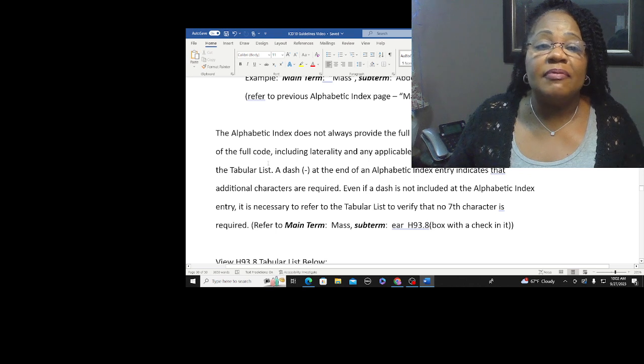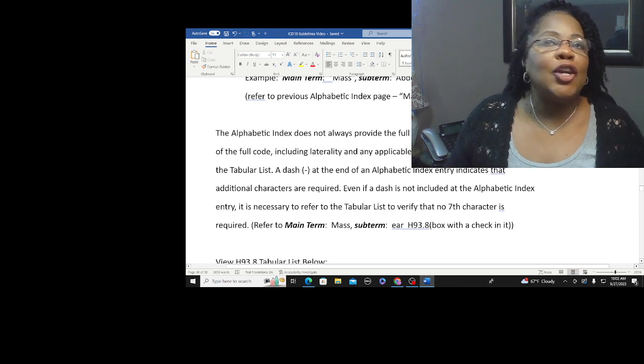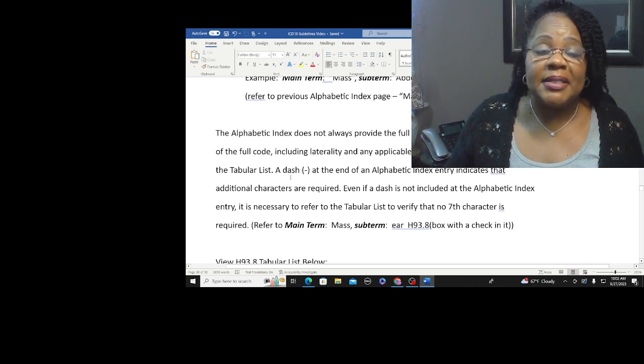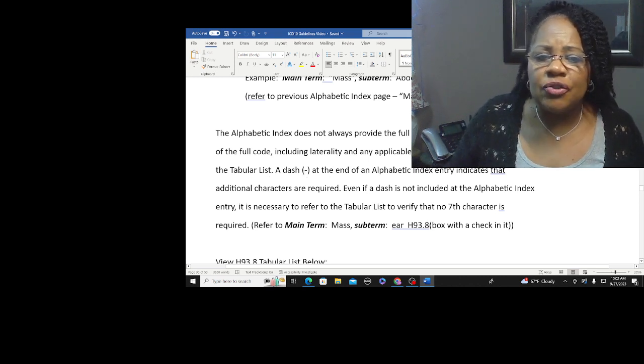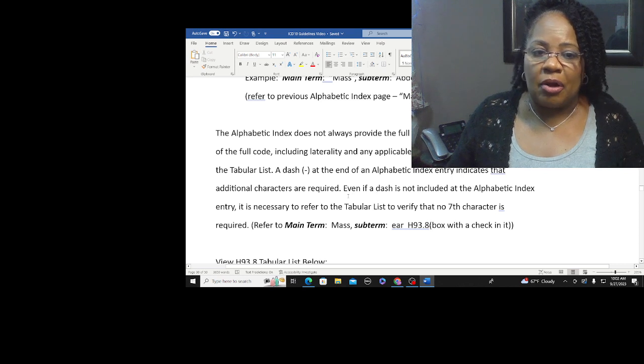All right. The alphabetic index does not always provide the full code. So selection of the full code, including laterality and any applicable 7th character, can only be done in the tabular list. And there's usually a dash at the end of an alphabetic index entry that indicates that additional characters are required.